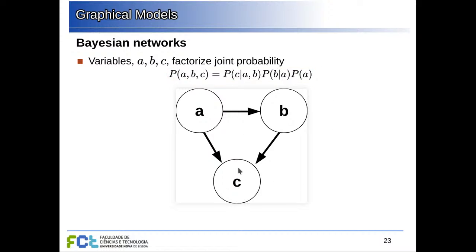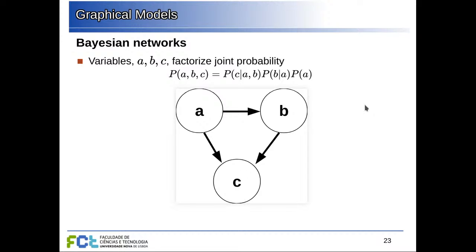If we want to represent this graphically, we can say that C is dependent on A and B. So this conditional probability here, that C depends on the joint probability distribution of A and B, can be represented by these two arrows saying that C has these two parents, A and B. B only depends on A, so B has one parent, which is A, and A has no dependency, so it does not depend on anyone.